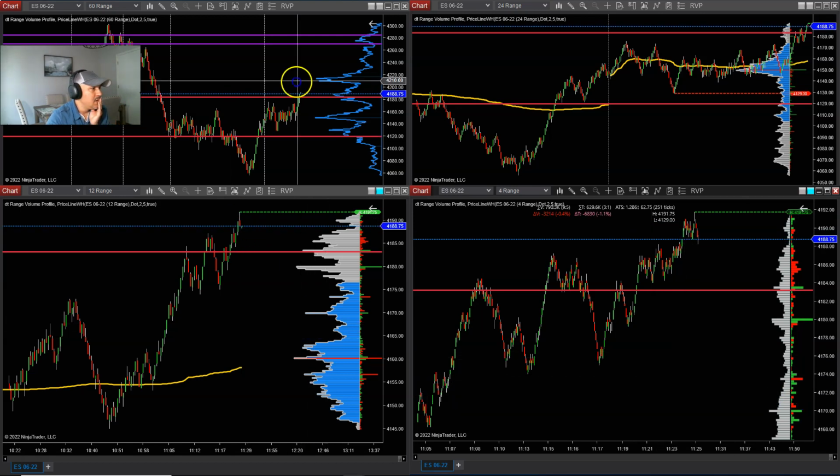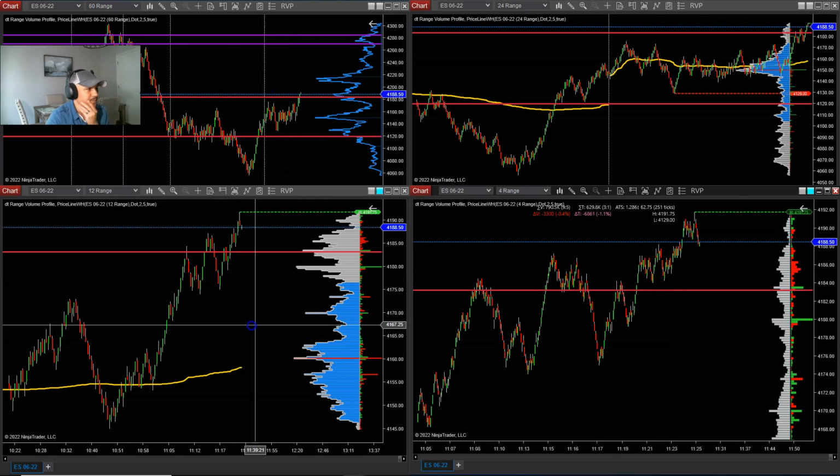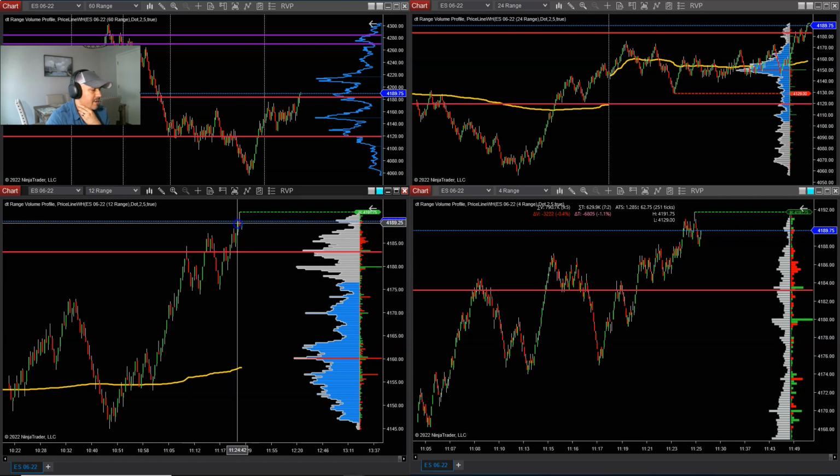So we're still rejecting this area so far. Let's see, just made a higher high here.